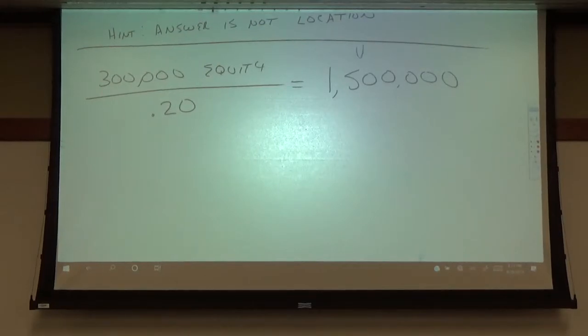So in essence, what we're saying is that's the value of the property, or the maximum value of the property that we could afford with this lender because of their stipulation that they're willing to lend with an 80% loan to value ratio or requiring 20% equity. Does that make sense? Yes or no?